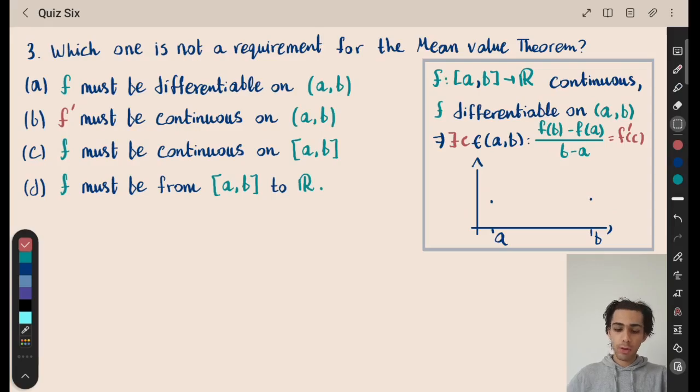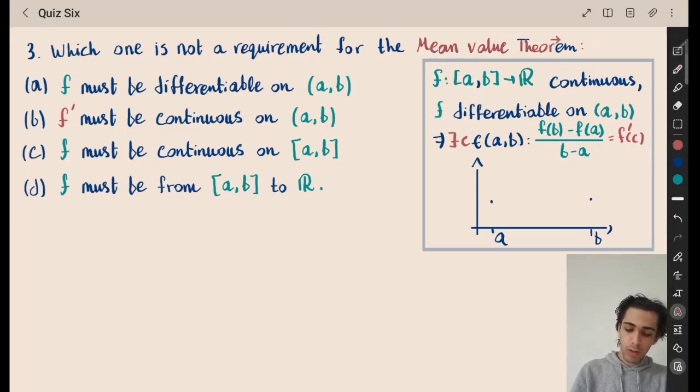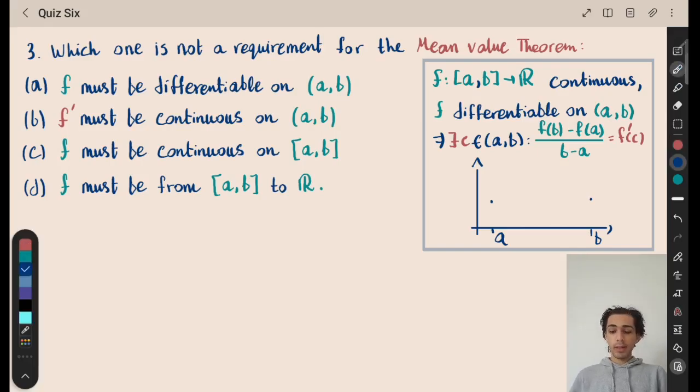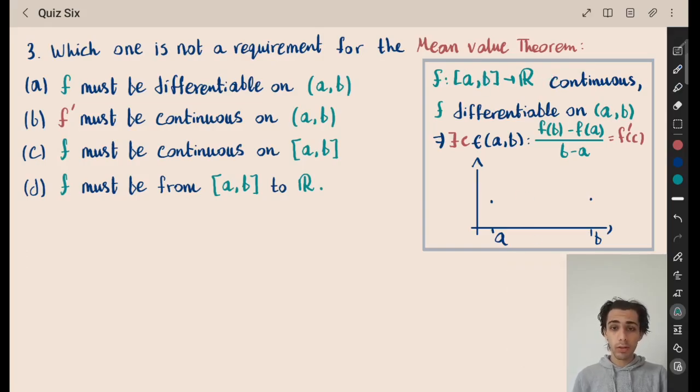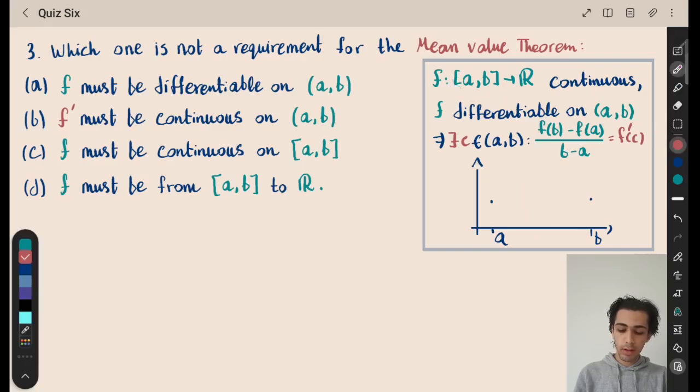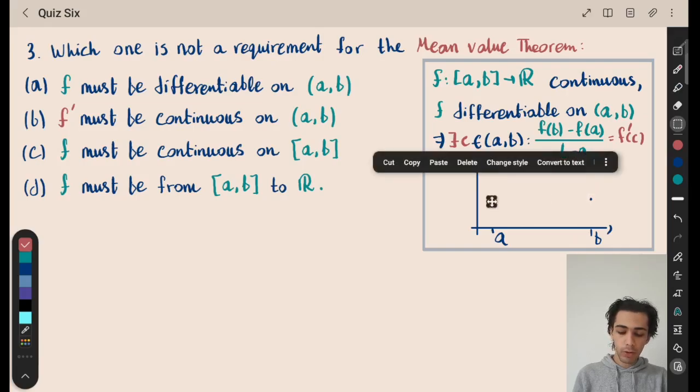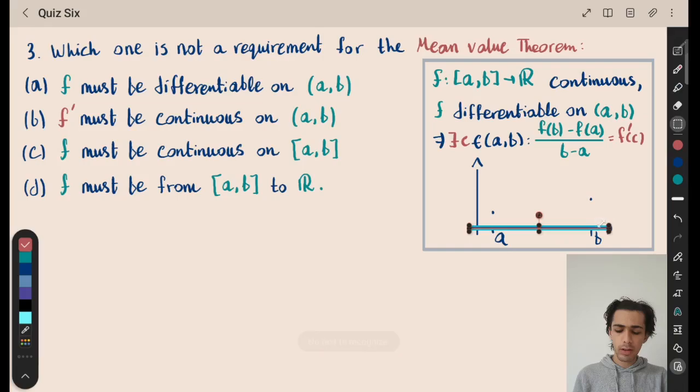So what does the mean value theorem tell us? Perhaps take a moment to read the statement. It says that if the function is continuous on the closed interval, as you can see here, and differentiable on the open interval, then there is a point which approximates the average rate of change of the function.